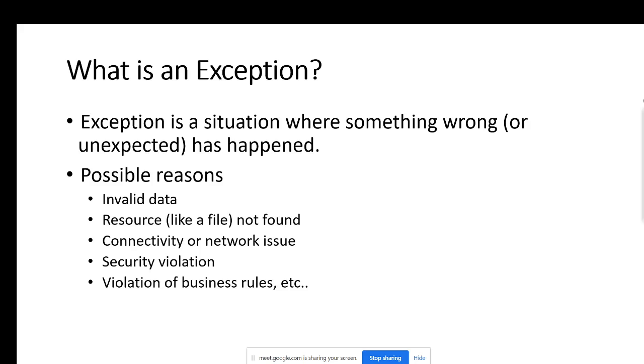The possible exceptional situations might be due to invalid data entry, or maybe the resource is not found, like a file or database connection, or maybe connectivity with the network is not there, or maybe a security violation, or you are not supposed to access that particular resource, or you are not given access to that, or maybe you are violating some business rules by trying that particular transaction. So there are very broad areas where exceptional situations can occur, right? Now let's see how to handle those things using the Java language.